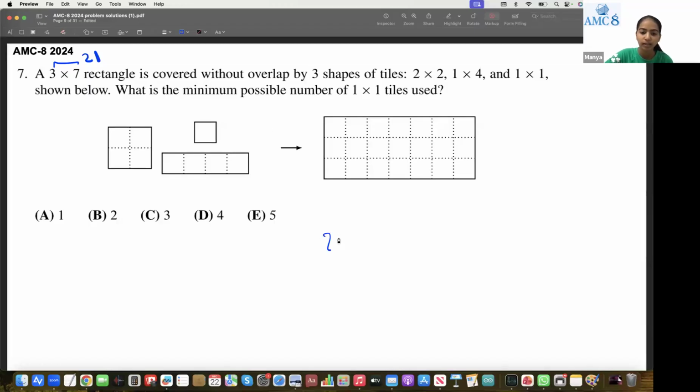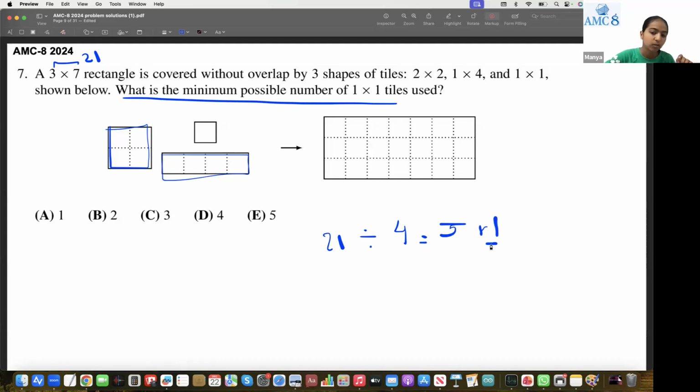So if there's 21 tiles, and we're asking what is the minimum number of 1 by 1 tiles used, then we know that this 2 by 2 square and this 1 by 4 square should be covering the majority of this grid right here. So we would have to do 21 divided by 4, since 2 times 2 is equal to 4, and 1 times 4 is also equal to 4. So we should do 21 divided by 4 because once again, we want to cover the majority of this grid. So 21 divided by 4 is equal to 5, remainder 1. Then shouldn't the answer be 1?